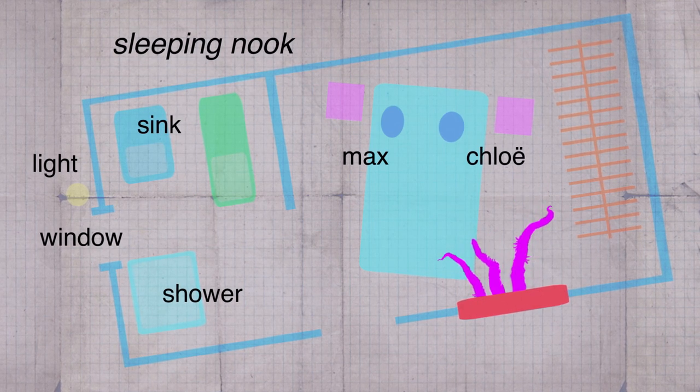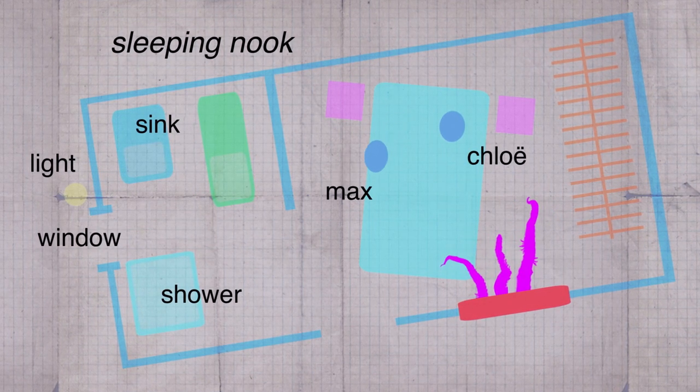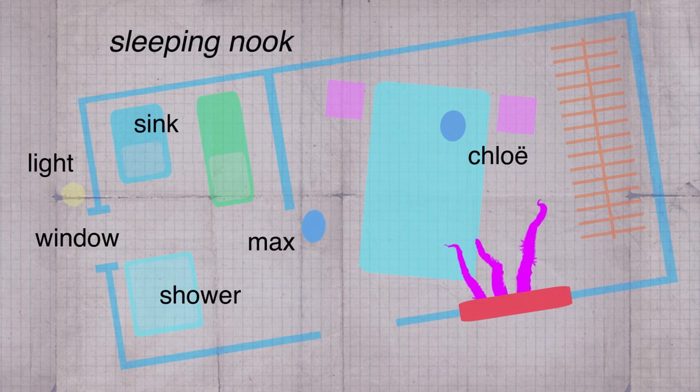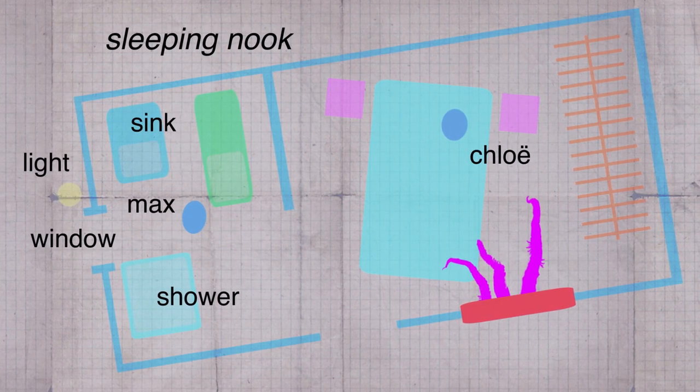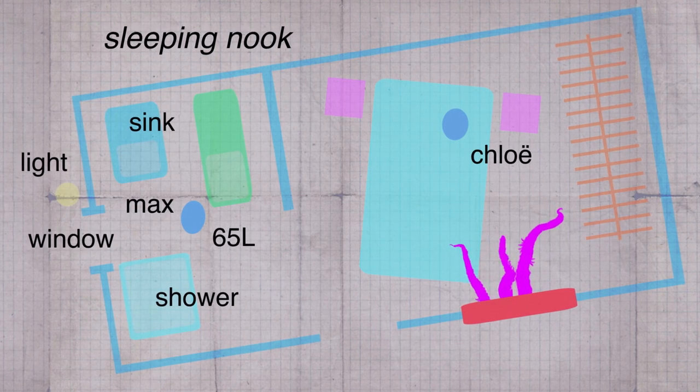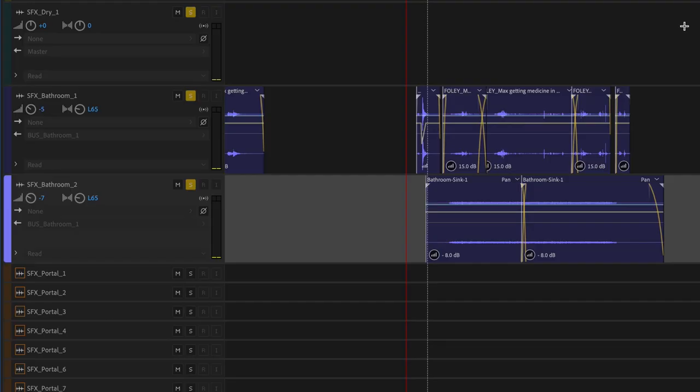Whenever we hear someone in the bathroom in the show, again, it's always in the same location, through panning, to try to help visualize the geography of the apartment. In this case, off to the left, 65L. This is Max rustling around in the bathroom, which is just a recording of me rustling around in the bathroom.